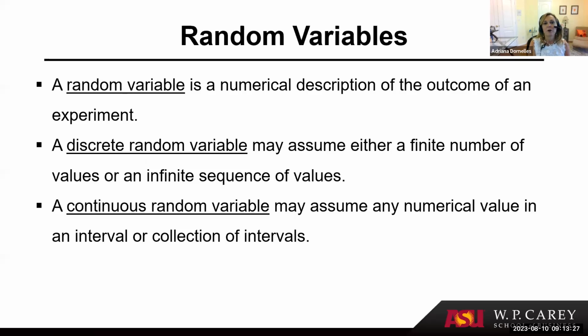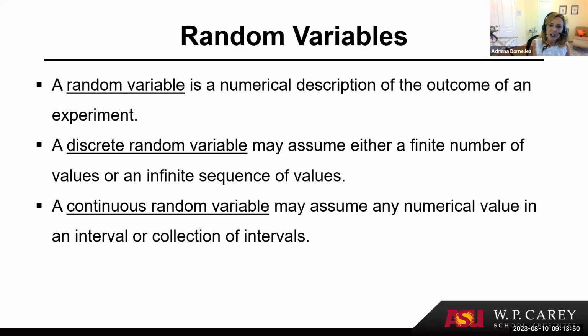A random variable is a numerical description of the outcome of an experiment. Remember from probability that from experiments, we always have an outcome. So a random variable is going to be a numerical description of that outcome. This random variable can be classified into two: discrete random variable and continuous random variable.